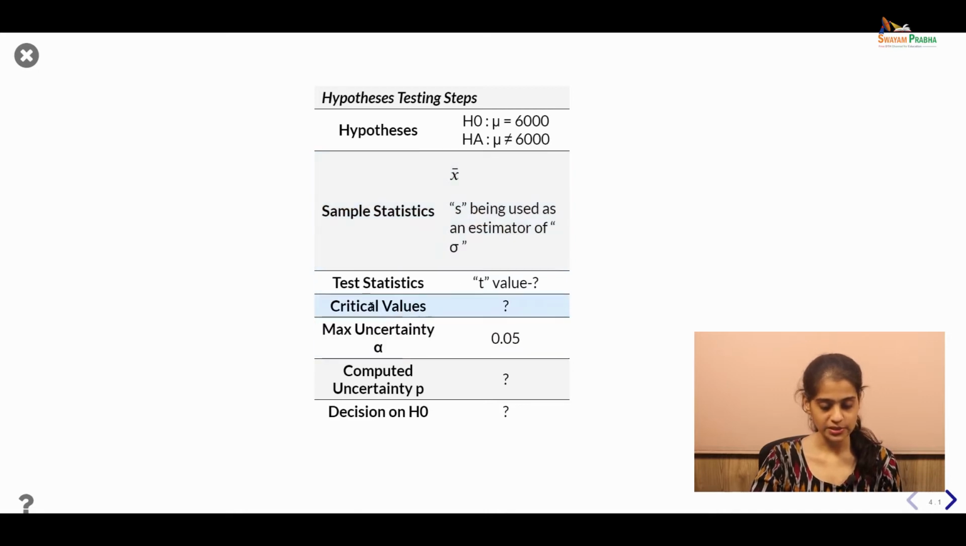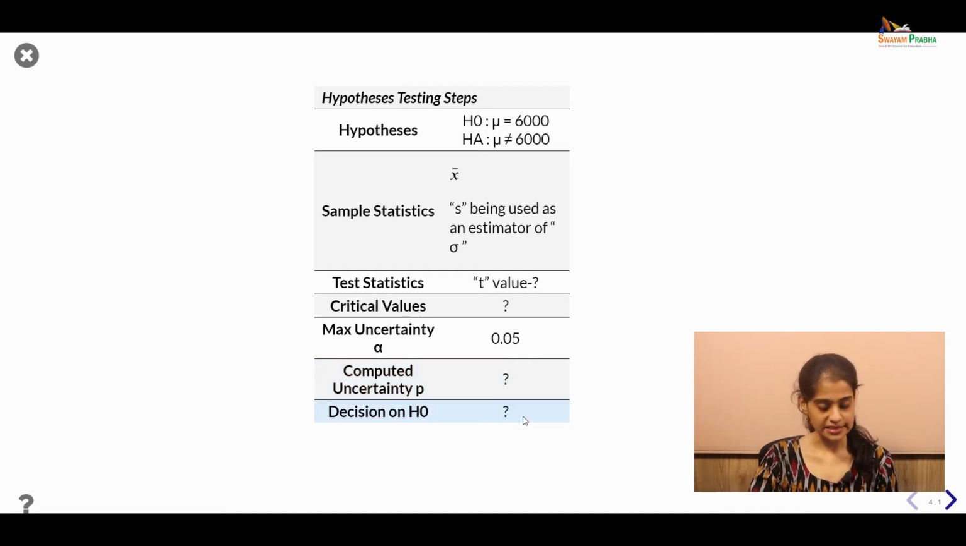So the critical values is the next thing that you will have to enter. Now this is something that we have to find from the data. The test statistic, like I earlier said, is the t value. We are setting a maximum uncertainty as 0.05 and that is represented by alpha. And computed uncertainty is something that is computed after you run the function for one sample test for mean.